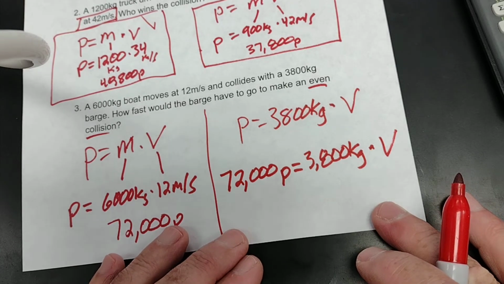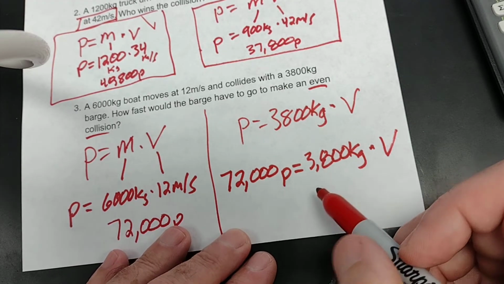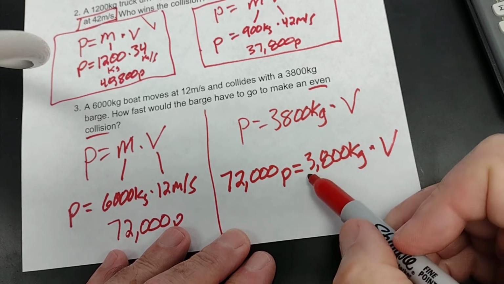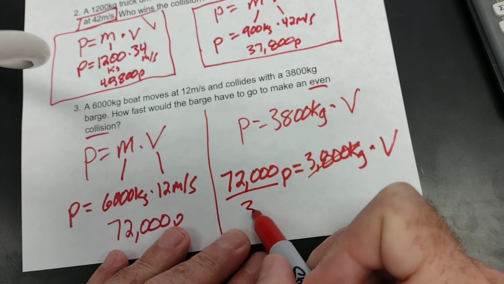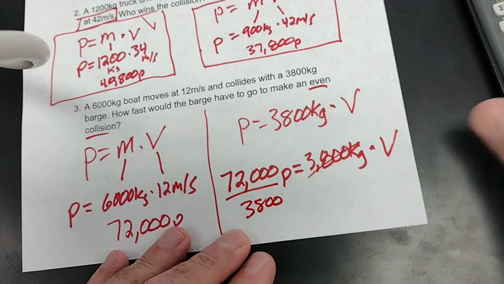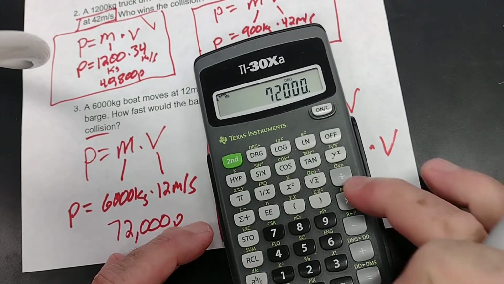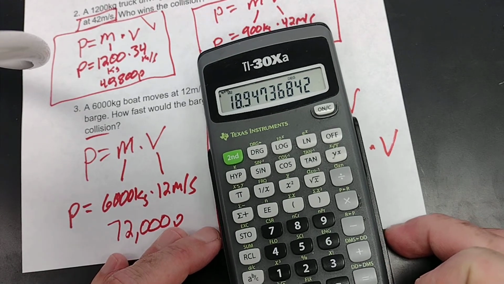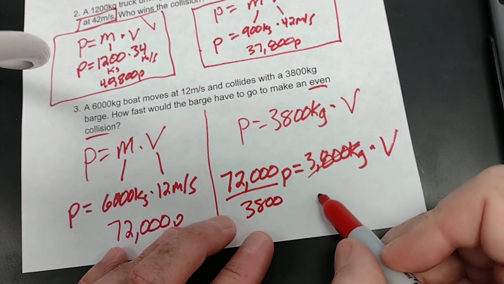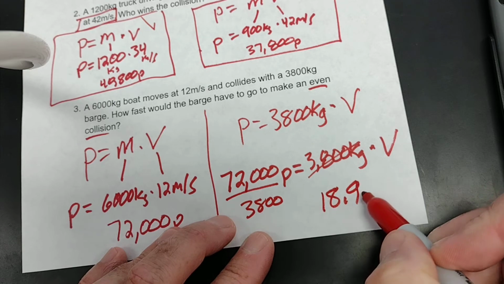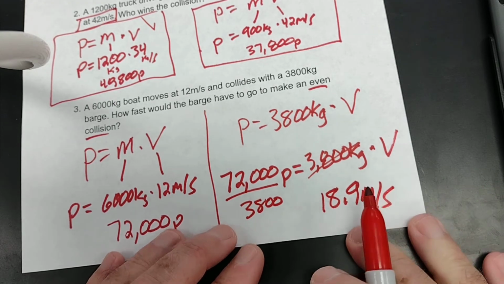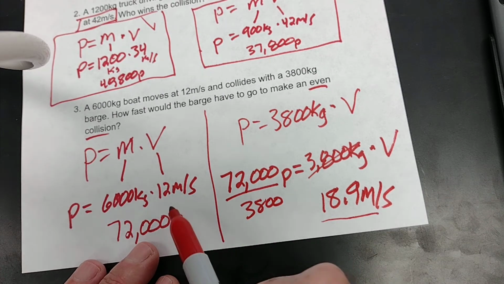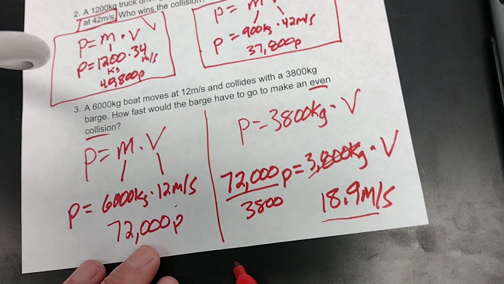All right. Hopefully you solved that right. We need to solve for v. It's 3,800 times v, so we're going to divide by 3,800 on this side. 72,000 divided by 3,800 equals 18.9 meters per second. That's how fast it would need to be going because it is smaller, so it needs to be going faster. All right.